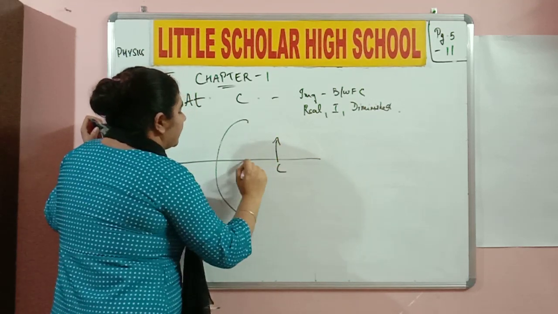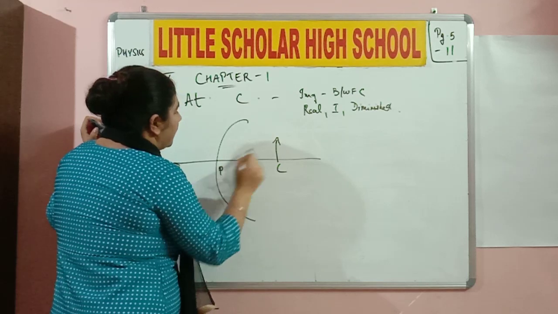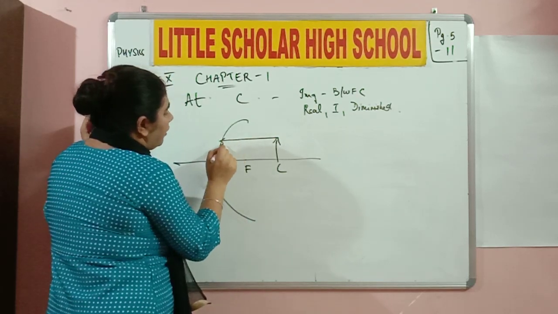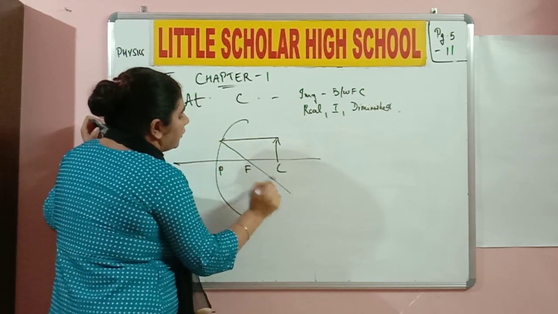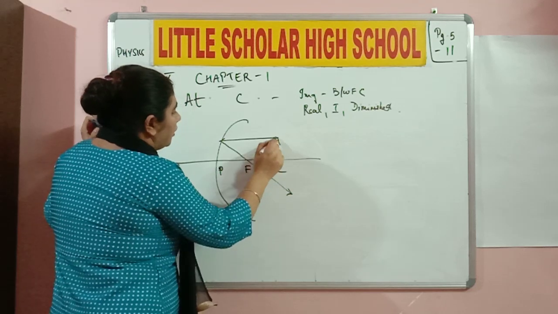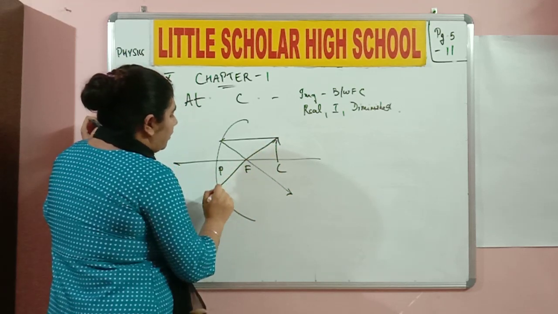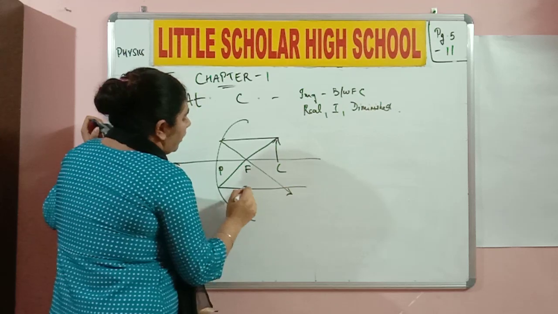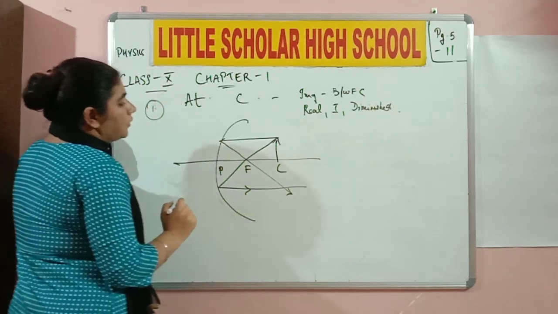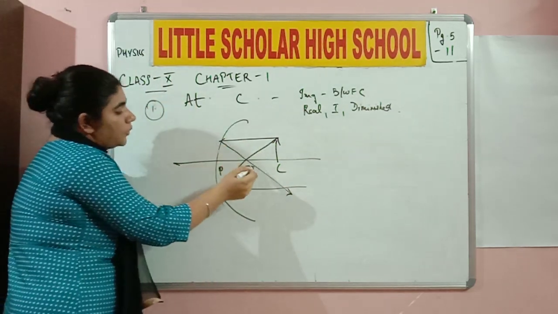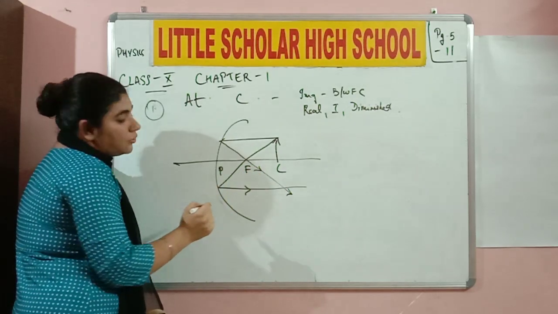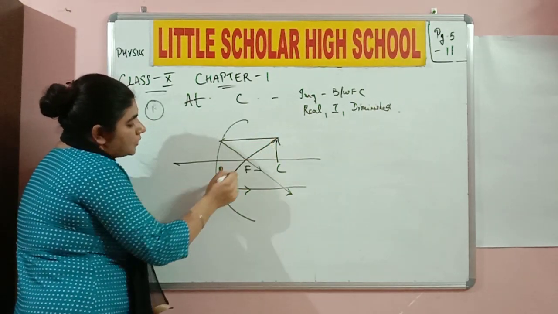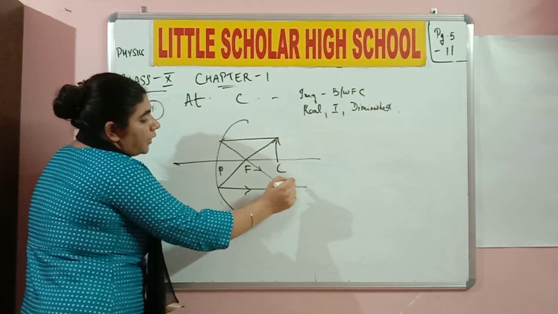So this is C, this is F, this is P, the first incident ray. And then I have the reflected ray. This is my second incident ray. And then I have my reflected ray over here. Okay with everyone? The first incident ray is this one. This is my first reflected ray. And this is my second incident ray. And this is my second reflected ray.